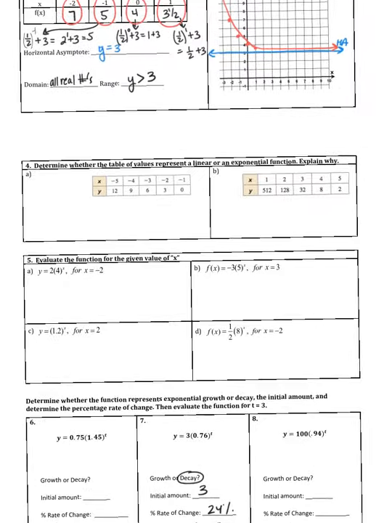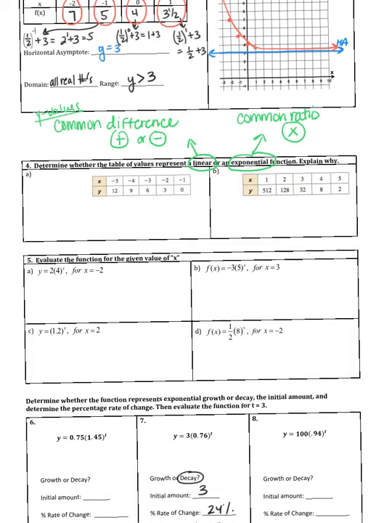Determine whether the table of values represents a linear or exponential function. Okay, remember, a linear function has a common difference. Which means to get from term to term, we typically add, or we can even subtract. Okay? And we're talking about y values here. We're talking about the change in our y values, our output. And for an exponential function, we have a common ratio. And what this means is we multiply to get from term to term.